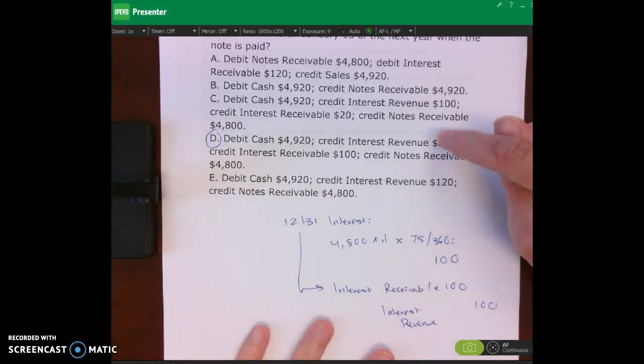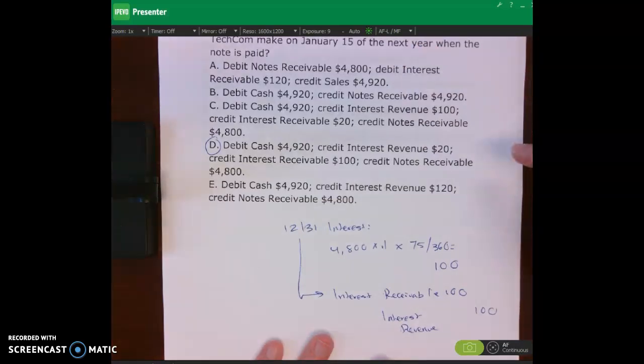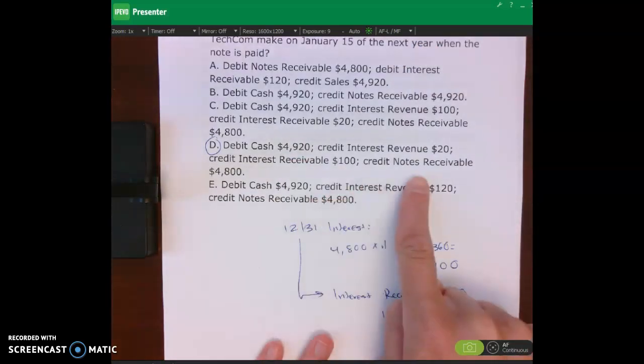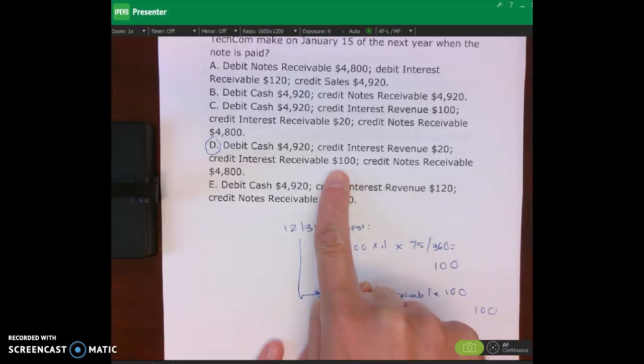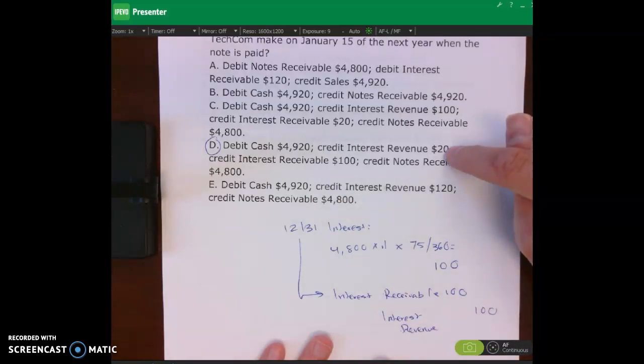Now on the 15th of the next year, January 15th, that's what this problem is asking for. We get paid our principal plus our interest, and then we credit our notes receivable because our customer no longer owes us any money. And then we also have to credit that receivable for that $100 right over here because they paid us. So we did these problems in the notes of the prior lecture video. And then we have to credit $20 worth of interest revenue.